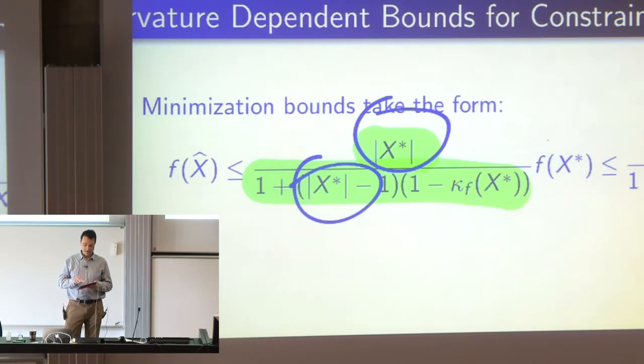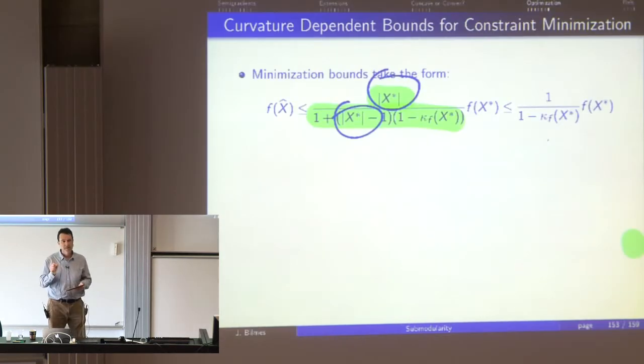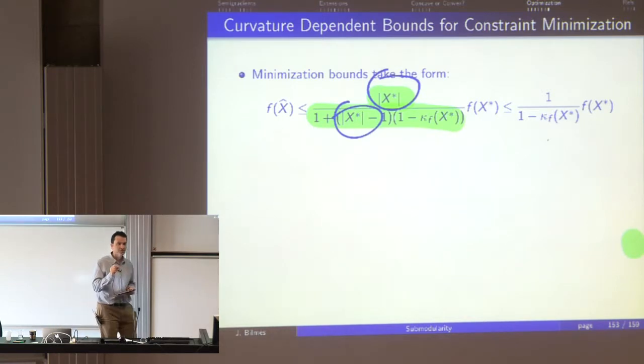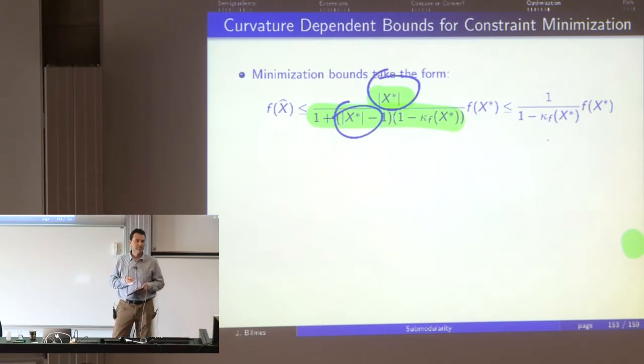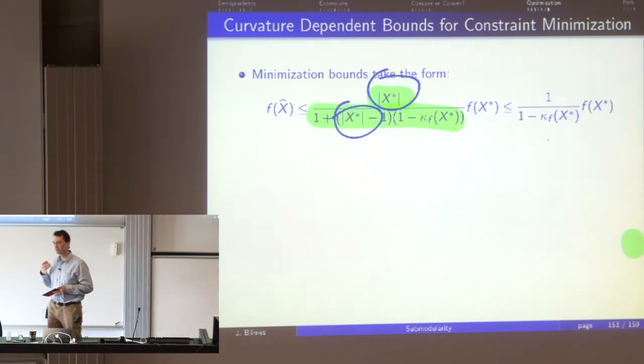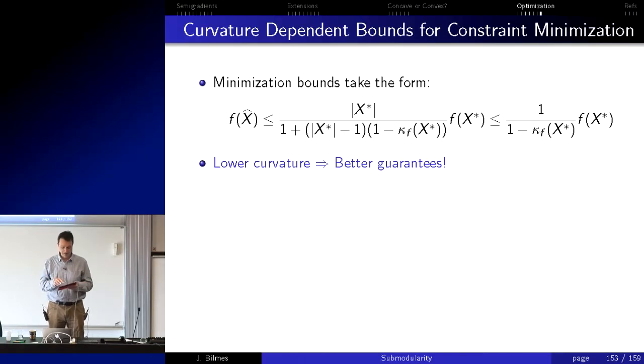So this is interesting because it means that if the size of the optimal solution grows with n, as your ground set size grows, your bound is going to get better and better. It's going to become more and more like a constant. So when you bring curvature into the picture, it suddenly makes your bounds potentially much, much better.